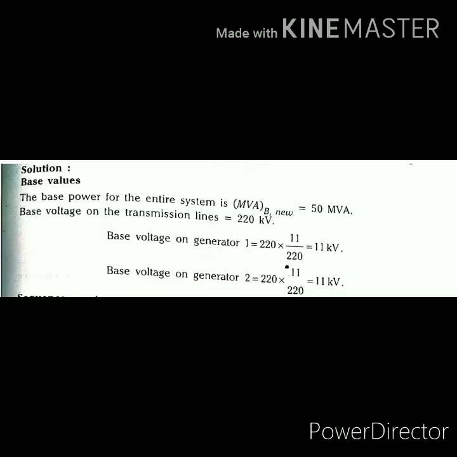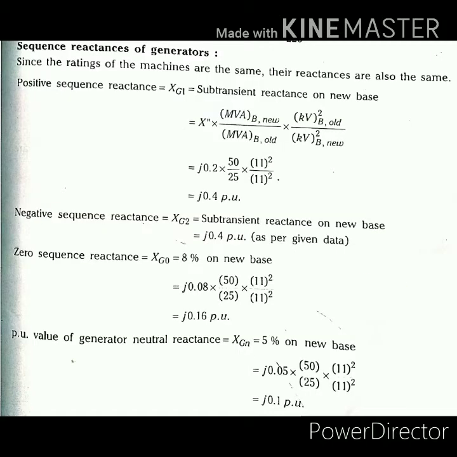The new base MVA is 50 MVA, which they have given in the question, and the new base voltage, that is kV base new, will be 220 kV in the case of the transmission line, and the new kV base in the case of generator 1 is 220 into 11 by 220, which is 11 kV, and the new kV base on generator 2 is also 11 kV. Now the sequence reactances of generators.